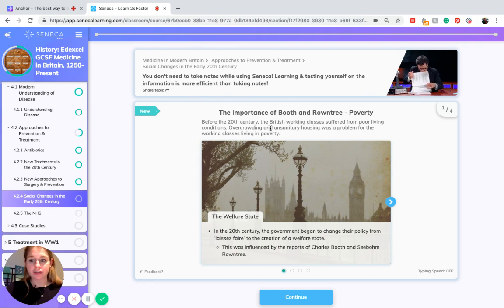Before the 20th century, the British working classes suffered from poor living conditions. Overcrowding and unsanitary housing was a problem for the working classes living in poverty. In the 20th century, the government began to change their policy from laissez-faire to the creation of a welfare state. Laissez-faire means a very sort of laid-back approach. This was influenced by the reports of Charles Booth and C. Rowntree.